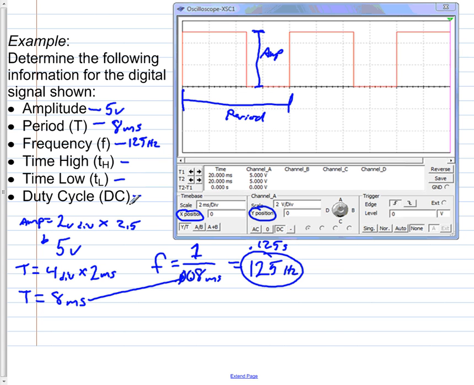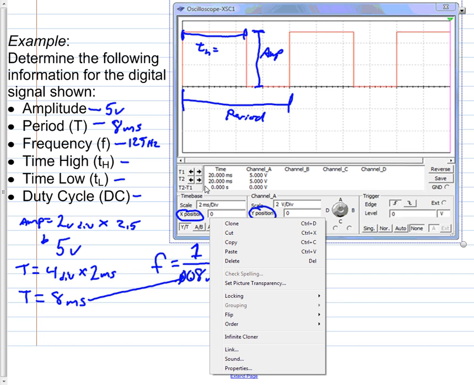And then the next two are pretty easy, time high and time low. Well, we know that this right here is our time high, so from there to there, because that's how long it was in the high state, or 5 volts. So time high is equal to 1, 2, and basically about a half a division. And so we're going to look on there. And basically, what do we have? 1, 2.5 divisions. So time high is 2.5 times 2. Well, that gives us 5.